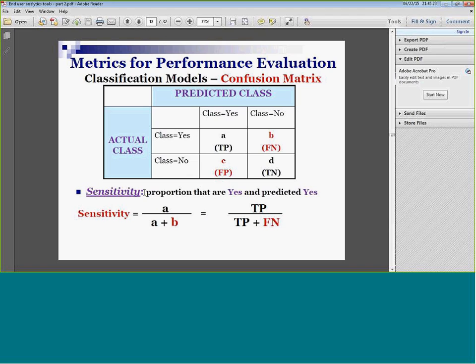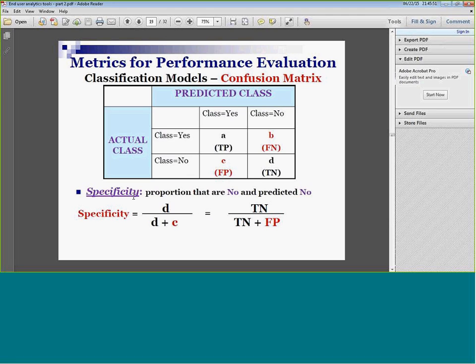We have something called sensitivity. Sensitivity is how well it does on predicting yeses. So it's the true positives, which it predicted to be yes, over the total positives, which is A and B, right? So we call that sensitivity. How sensitive is it? How well does it do finding the yeses, the outcomes that are positive?